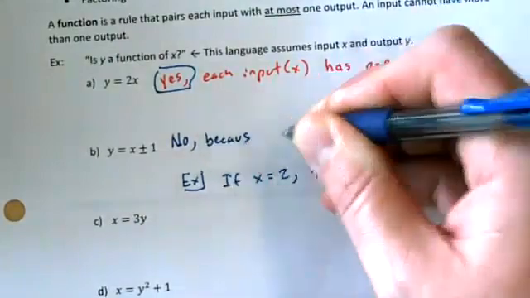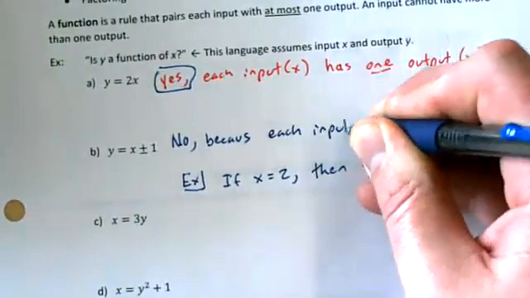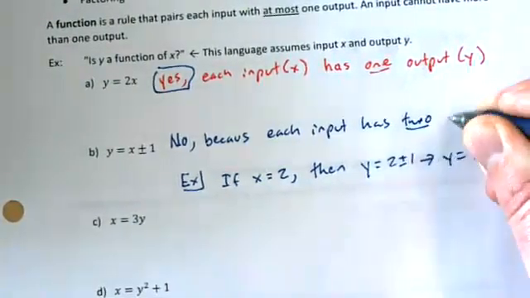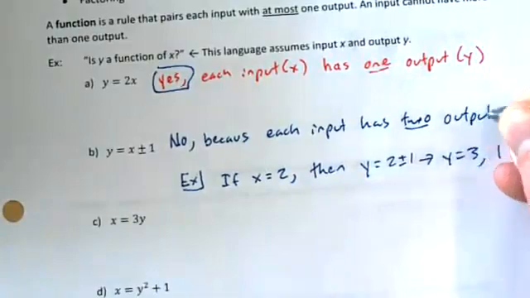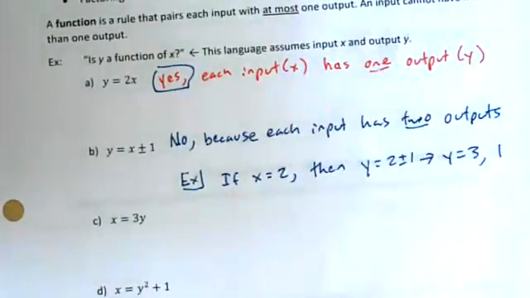because each input has 2 outputs. See if I can spell right here. Squeeze that E in there.